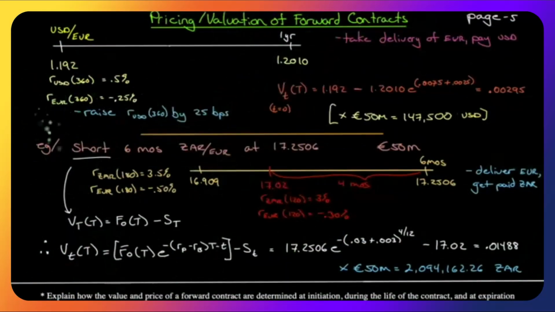All right, let's do two examples here, and I'll just extend this line like this so you can see that the screen is split in half. Let's just pay attention to the top of the screen. This is what we had on the previous screen, US Euro. We had 1.192 as a current spot. We observed a 1-year US interest rate of 0.5% and a 1-year Euro interest rate of negative 0.25%.